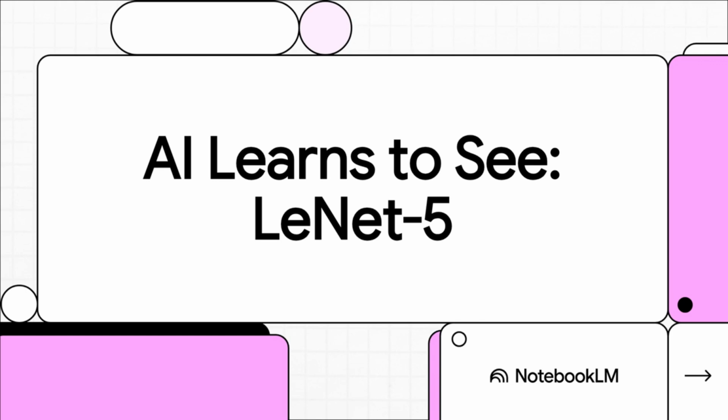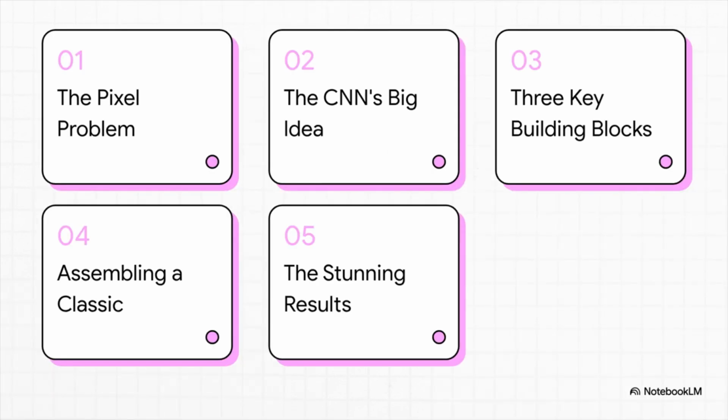It's called LeNet 5. So, here's our game plan. First, we're going to tackle what I call the pixel problem. Why this is so tough for computers in the first place. Then we'll get into the big idea behind convolutional neural networks, or CNNs, and their three main building blocks. After that, we'll actually assemble the classic LeNet 5 model. And finally, we'll look at the absolutely stunning results that really did change everything.